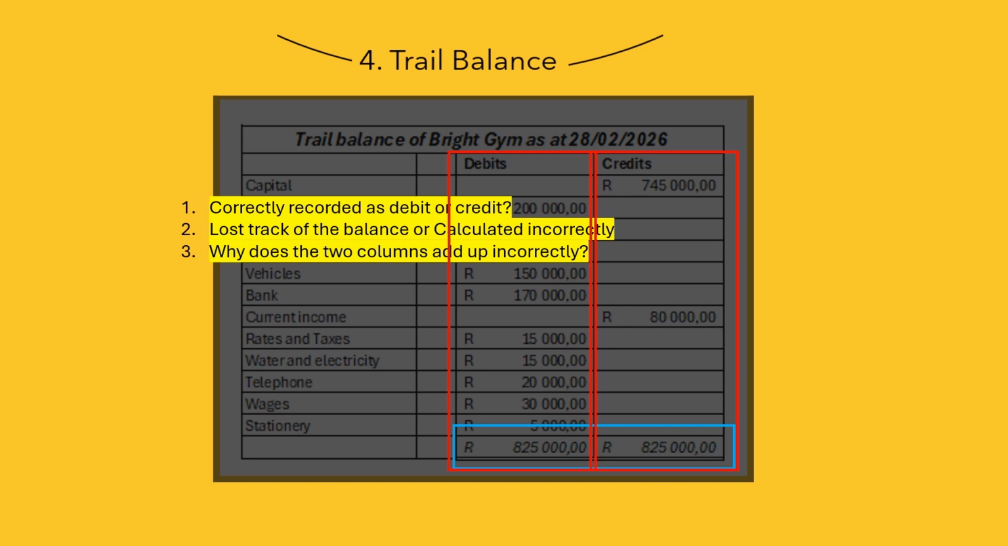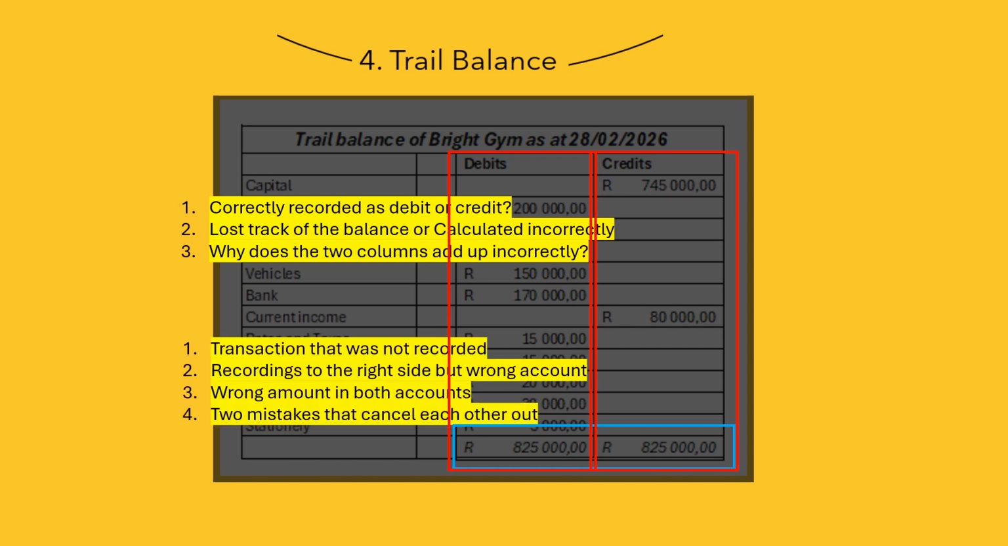Maybe you just forgot to make an entry, maybe you just switched two amounts around. But then there's always mistakes that a trial balance will not be able to identify, and that can be a transaction that has not been recorded at all, a transaction that's been recorded to the right side but the wrong account. For example, you post to the vehicle account instead of the vehicle repairs account. A wrong amount recorded to both accounts, and then two mistakes that cancel each other out.